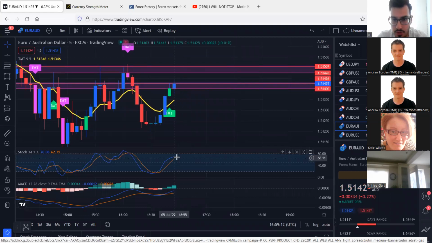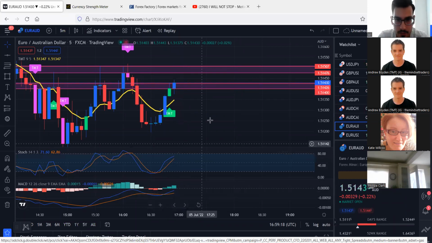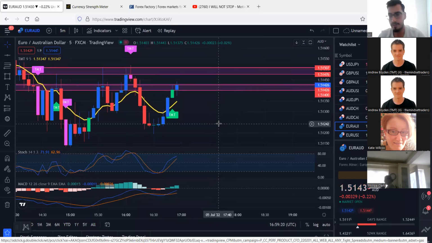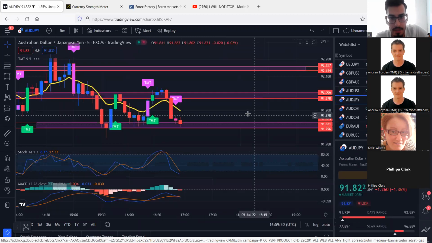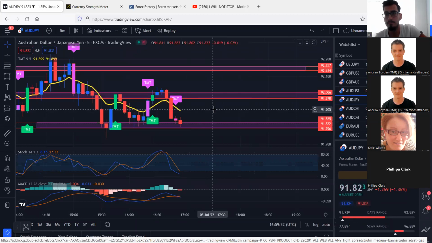But let's see, because it's not near the overbought condition. The MACD is nearly there, I would say. But the hourly time period is in 30 seconds. So keep that a note. Euro AUD is in our area, is still in our area. AUD JPY is in our area.